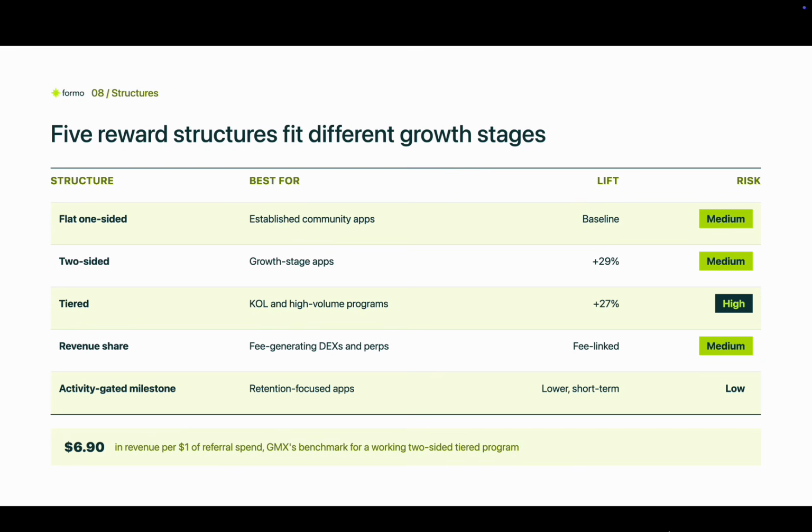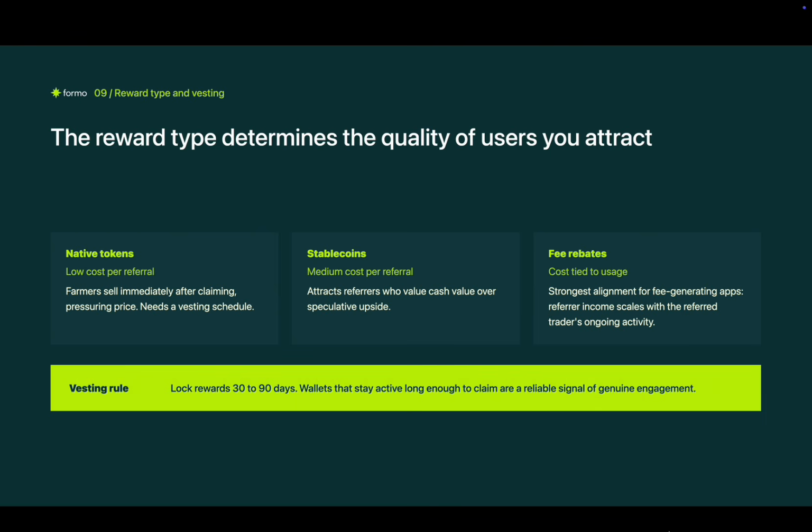And fifth is an activity-gated milestone structure. Rewards unlock progressively as the referred wallet reaches meaningful milestones. This has the lowest farming risk of the 5, but it can also reduce short-term participation because users need to do more before receiving the full reward. The structure determines how users earn. The reward type determines what kind of users you're likely to attract.